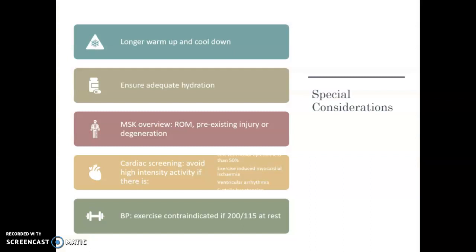Special considerations, however, would be a longer warm-up and a longer cool-down. Ensure adequate hydration. MSK overview: range of movement, pre-existing injury and degeneration. Screen cardiac, so avoid high-intensity activity if there are any signs of left ventricular ejection fraction of less than 50%, exercise-induced myocardial ischemia, ventricular arrhythmia, or systolic hypertension. Exercise is contraindicated if their BP is 200 over 115 at rest.